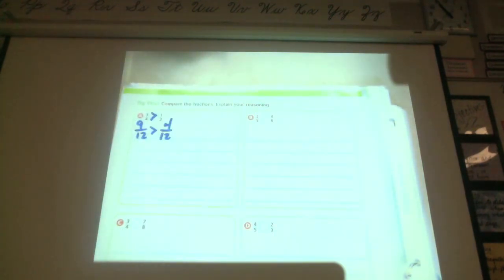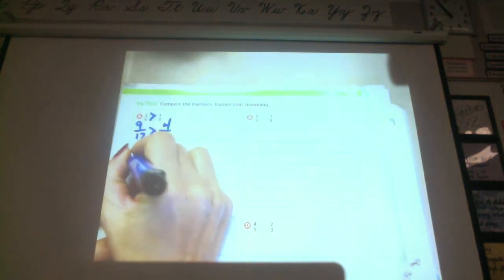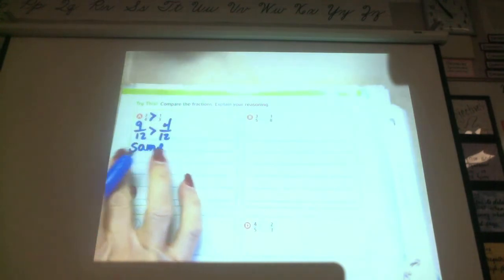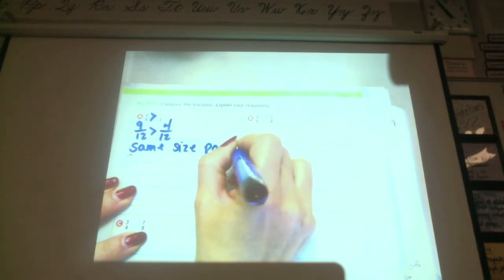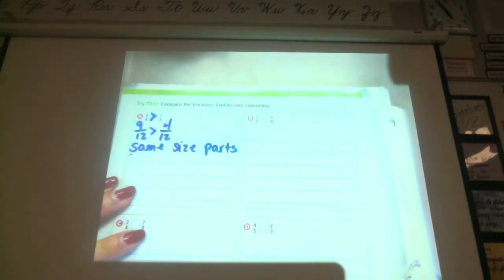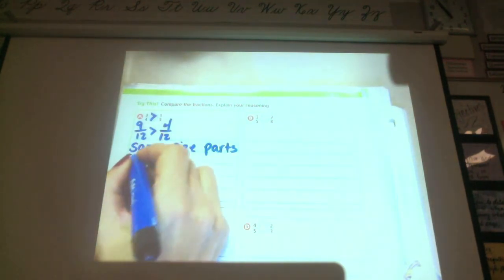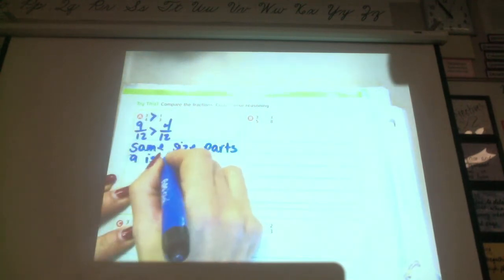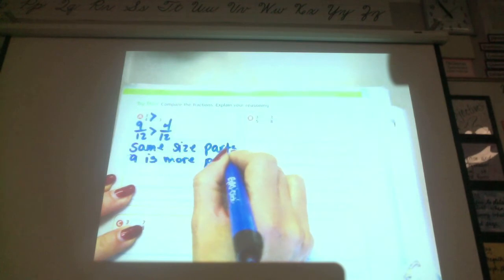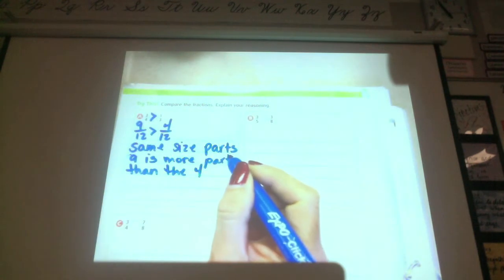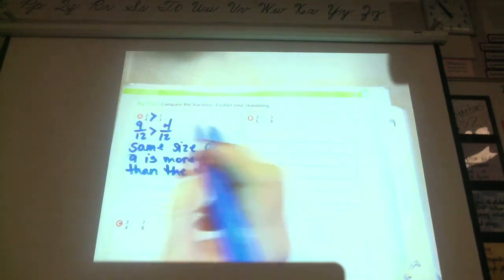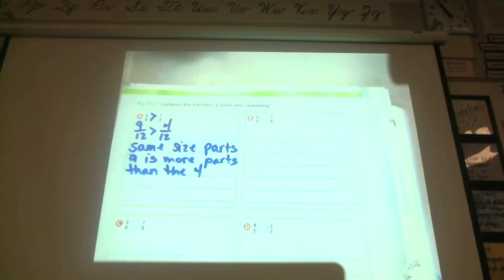Okay. And then it says to explain your reasoning. So we have the same size parts, right? The size of the parts is 1/12. So we have the same size parts. The 9 is more parts than the 4, right? So that's why that works. The 9 is more parts than the 4.